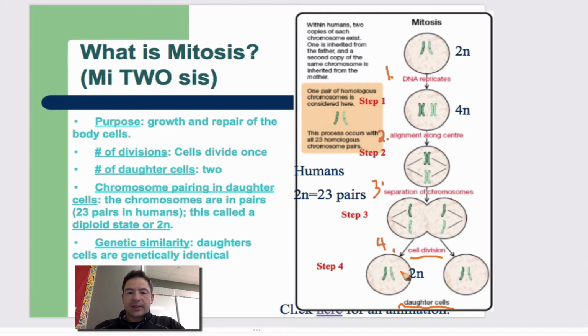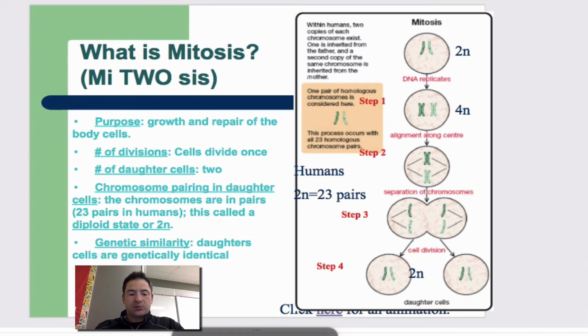So again, these daughter cells are in a diploid state, and diploid is 2n, and 2n means there are 23 pairs, so 2 times 23 would be 46 chromosomes total.